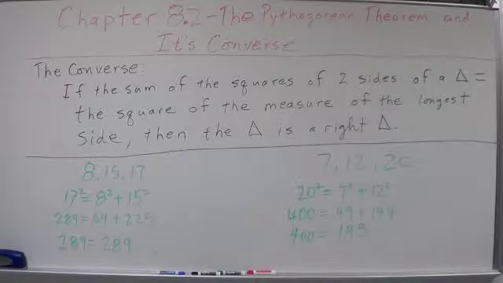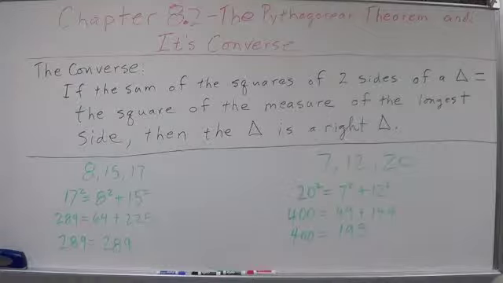What we're going to do now is talk about the converse of the Pythagorean theorem, go into a little more detail than we've done before, and explain exactly what this converse means. A converse is where we take the hypothesis and make it the conclusion, and take the conclusion and make it the hypothesis. So the Pythagorean theorem states that if there is a right triangle, then the square of the hypotenuse equals the sum of the squares of the legs.